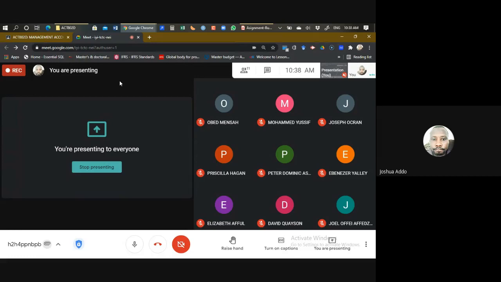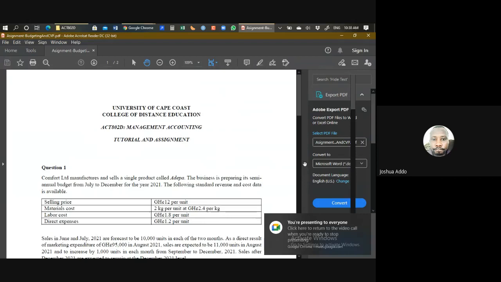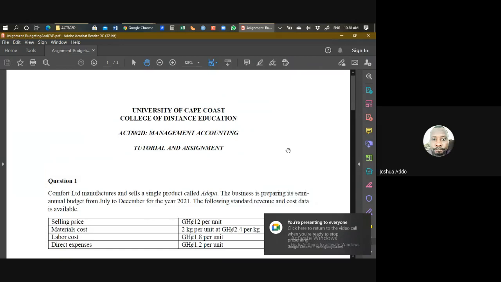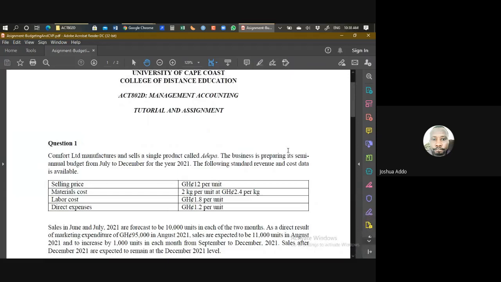So that's what we're going to do. The assumption is that we have all read the topic and we have understood it, and we want to test our understanding with this question. Everybody should have a copy of this question. I just composed it yesterday. This question is going to help us run through most of the separate budgets that we want to learn how to prepare, and the meaning of how they are prepared.